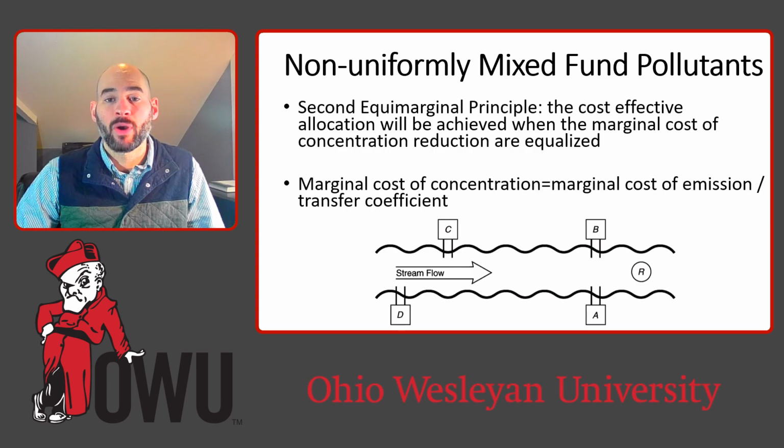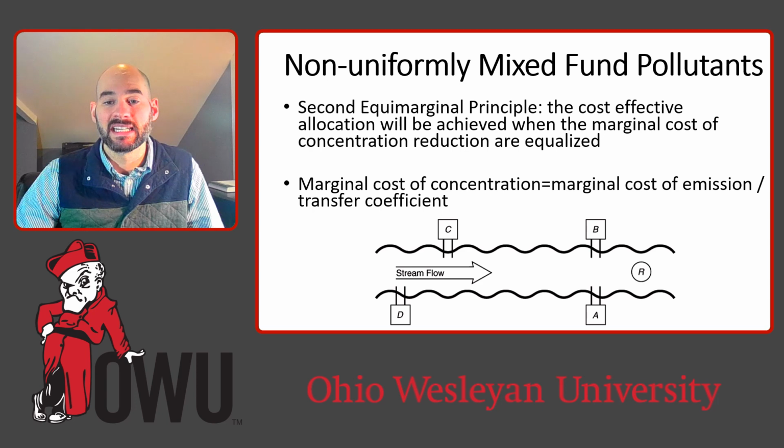And so the second equimarginal principle still applies here, but we're no longer thinking about the marginal cost of abatement of emissions, but we're thinking about the marginal cost of concentration reductions. And we're going to look at a numerical example on the following slide to see how we can think about this. But basically, we're just going to calculate the marginal cost of concentration by dividing the marginal cost of emission by the transfer coefficient.